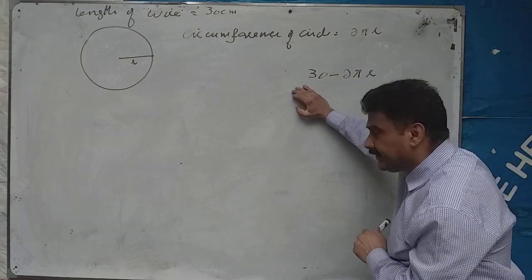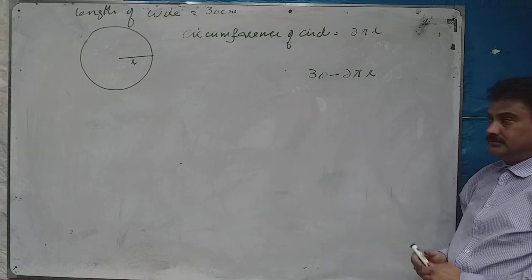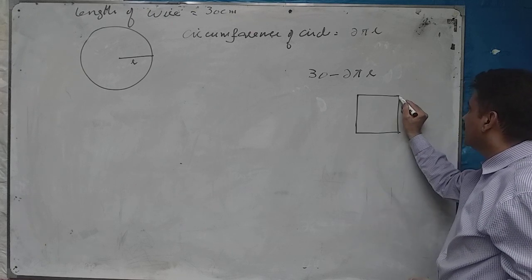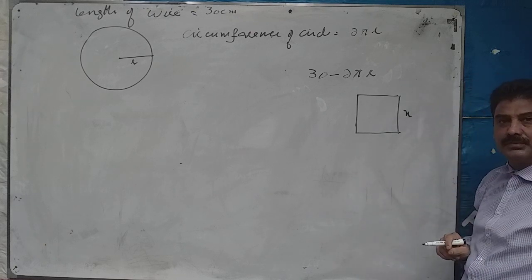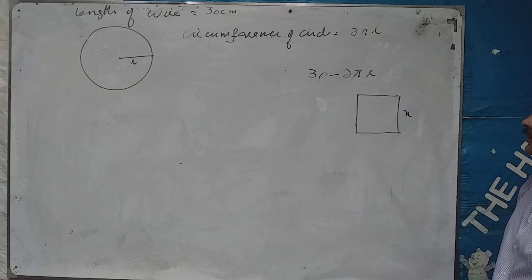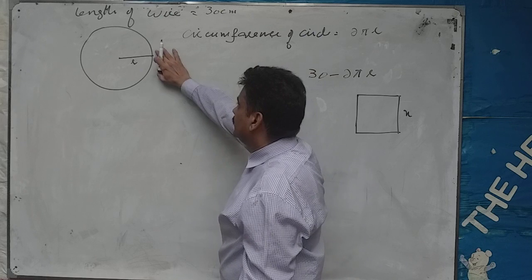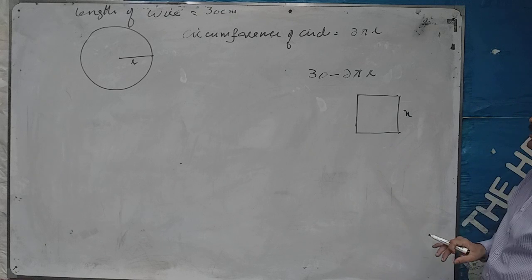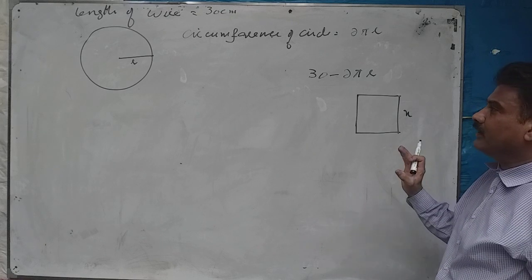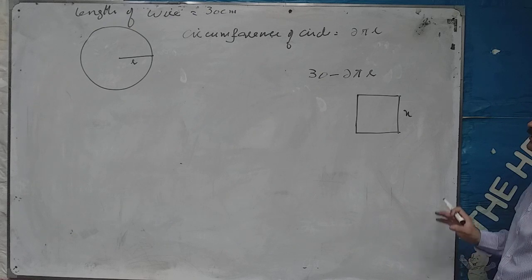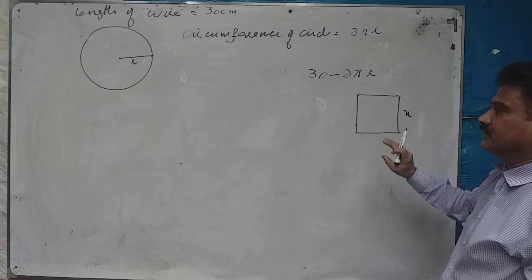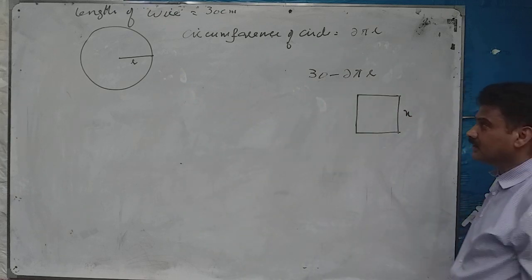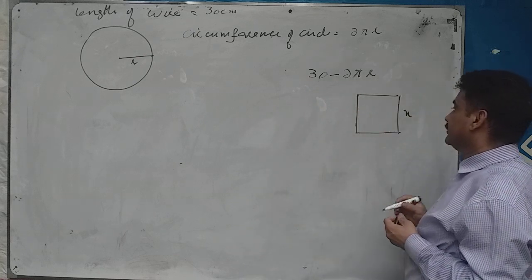With this length of wire, we want to make a square of side x. Finally, we find the area of the circle and the area of the square. We have to find the combined sum of the two areas, the area of circle plus the area of square. We have to minimize it.